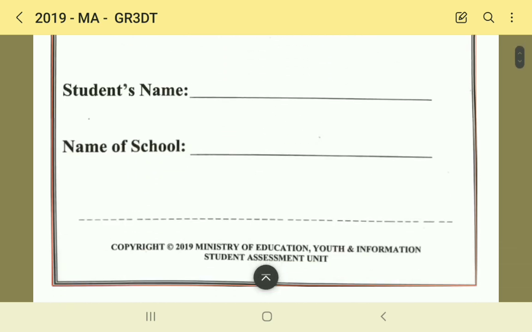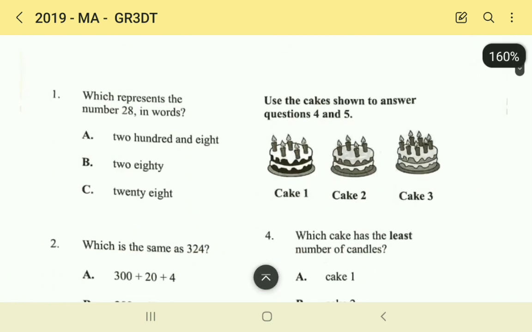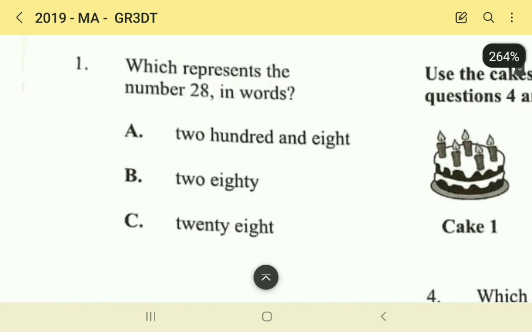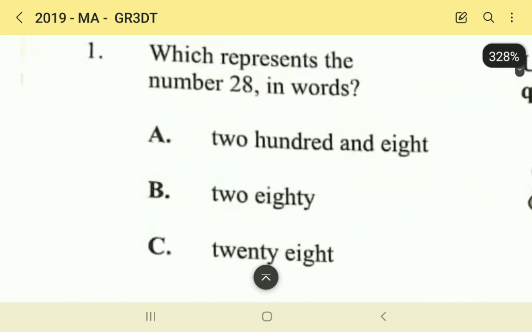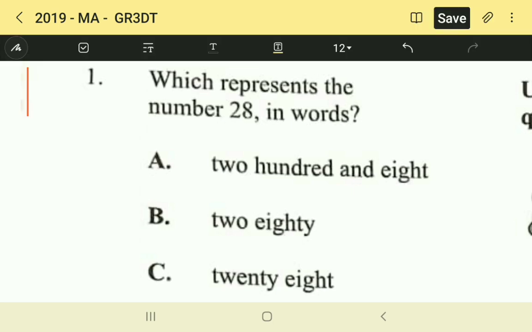Alright, here we go. So number 1, it says which represents 28 in words. Now you're looking for 28 starting out, and that's at C. 28 starts out at C, alright? So right away we know it's 28. No need to check the others.